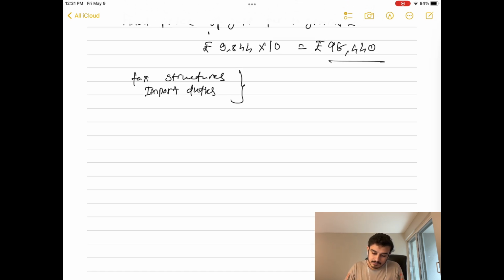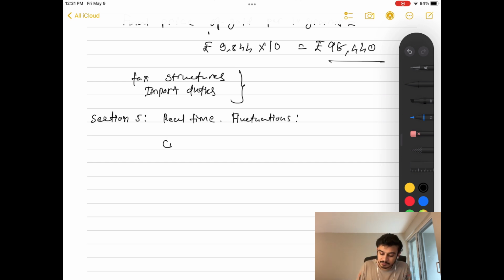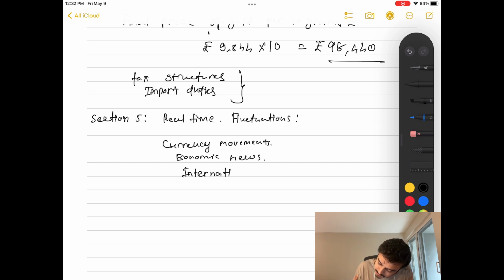Now, let's discuss in section 5 real-time fluctuation. India's price fluctuates every minute based on currency movements, economic news, international events, even investor panic too.